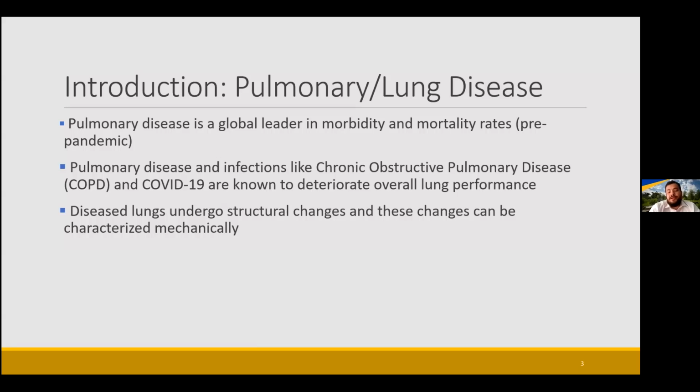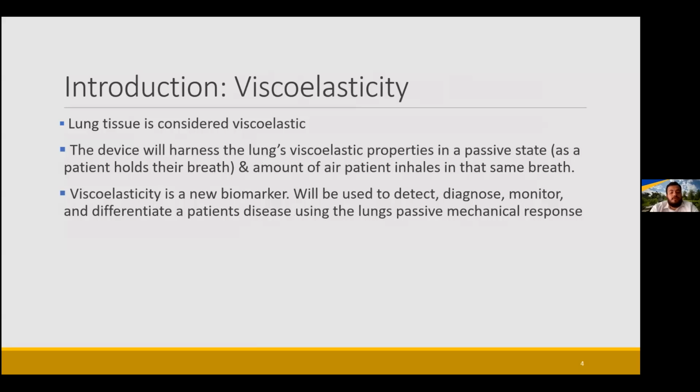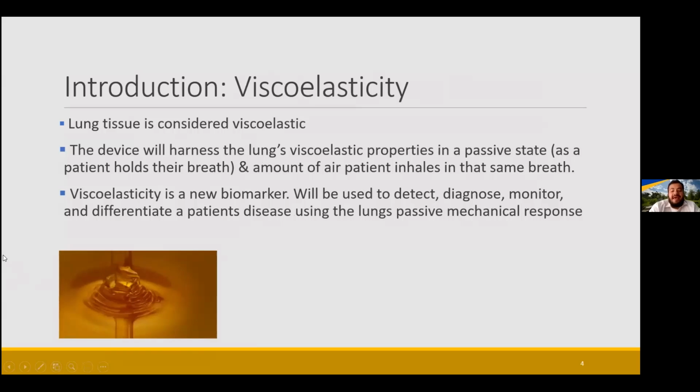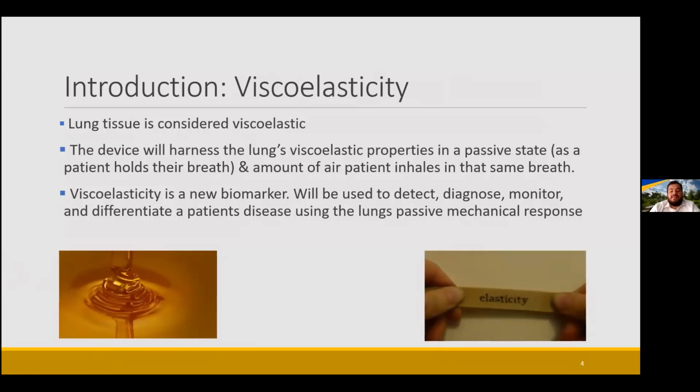Lung tissue is characterized as viscoelastic. Pulmonary diseases and infections like COPD and COVID-19 cause structural changes in the lung, specifically in the viscoelasticity of lung tissue. A viscoelastic material contains both viscous and elastic properties. You can think of the viscous aspect as honey running, and the elastic process as a rubber band being pulled and returned to its shape. Our lung experiences a combination of these properties.